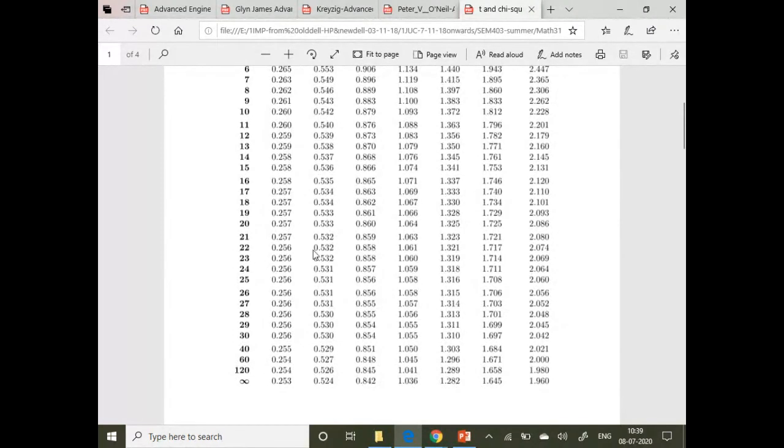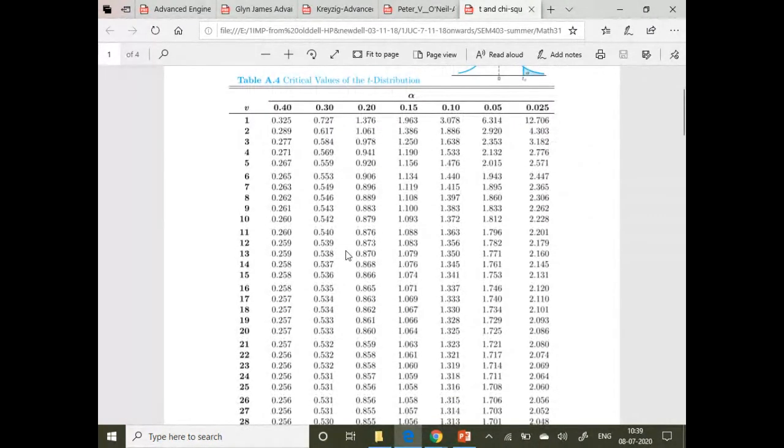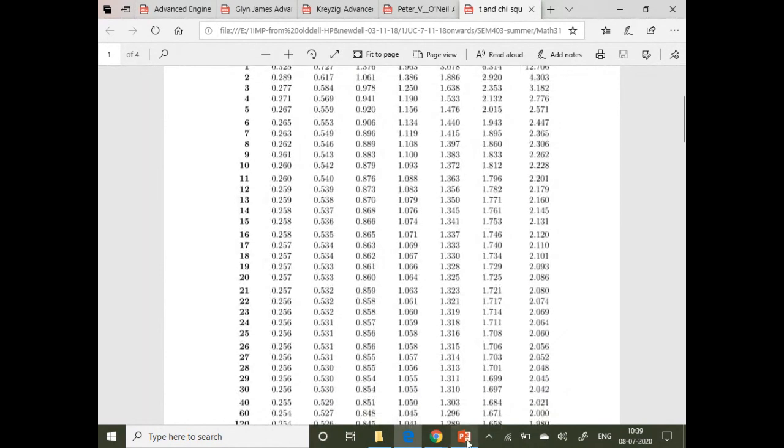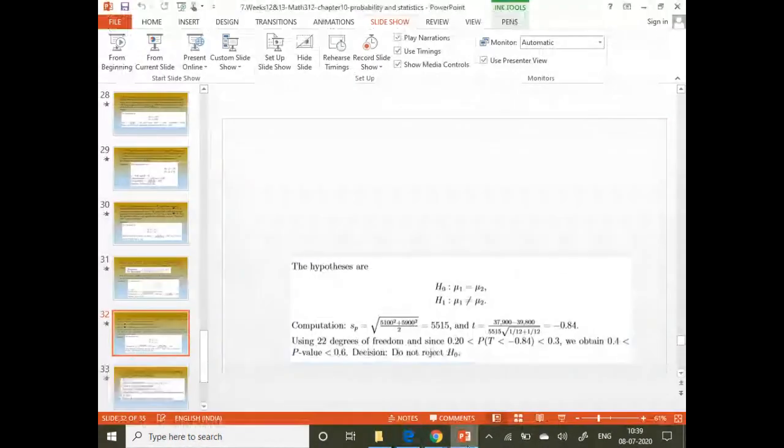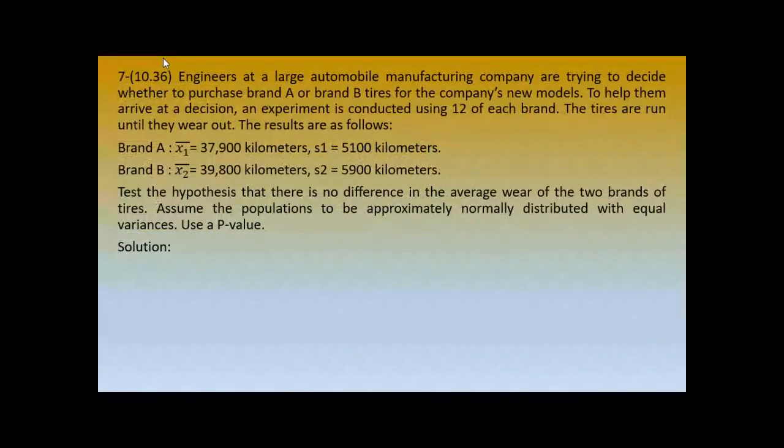So 0.532 here for 22 degrees of freedom. The t value lies between 0.532 and 0.858, which lie under 0.3 and 0.2 at the top, isn't it? So alpha values are 0.2 and 0.3. So the probability of the t value from that table, note down, this is 0.532 and 0.858. Well, that is what we say.